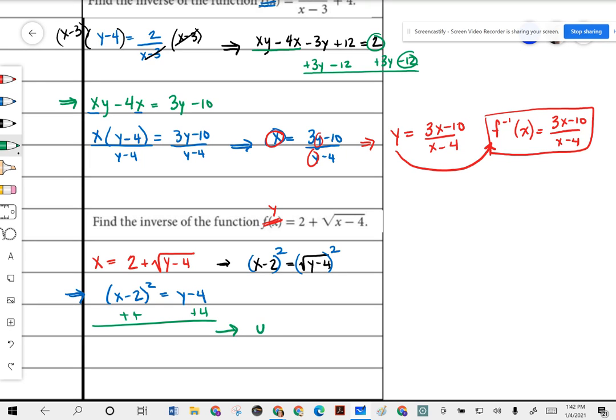So that's going to give me y is equal to x minus 2 squared plus 4. Now this is a parabola. We'll talk about the domain and everything later, but at this particular point, here would be my inverse. f inverse of x is equal to x minus 2 squared plus 4.